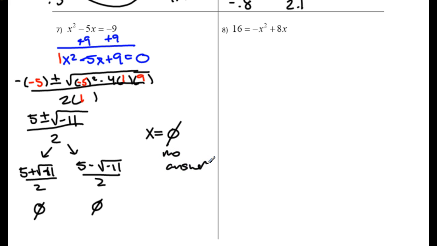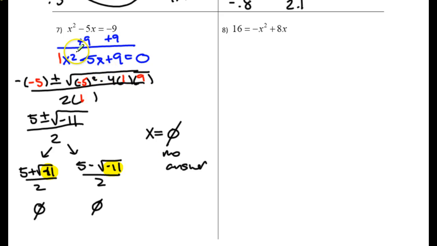Alright, let's see why that is. And here's the thing, this is why the answer can't be done. Look at what's inside the square root sign. Negative 11. Remember, we can't do square roots of negatives. It's impossible. So, let's just prove it on the calculator.